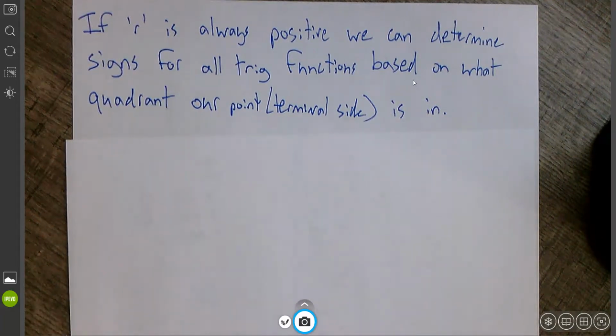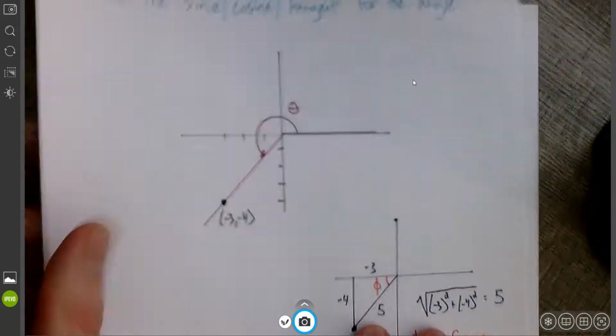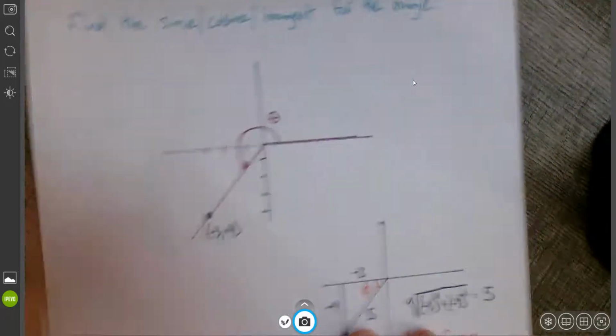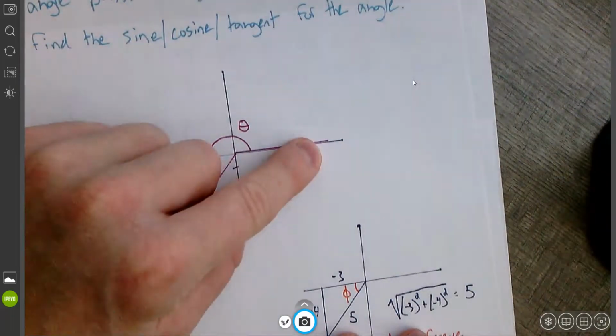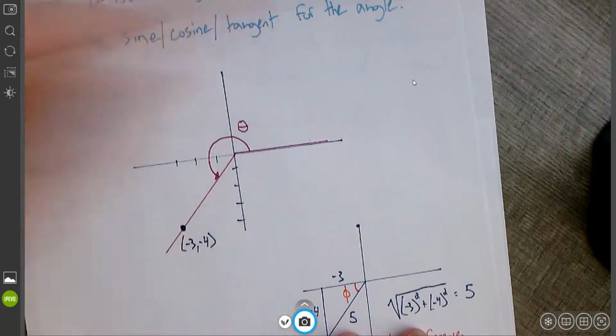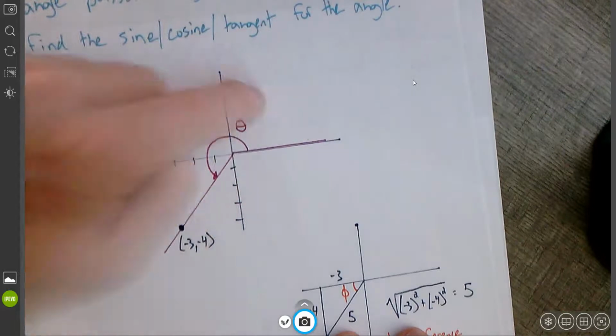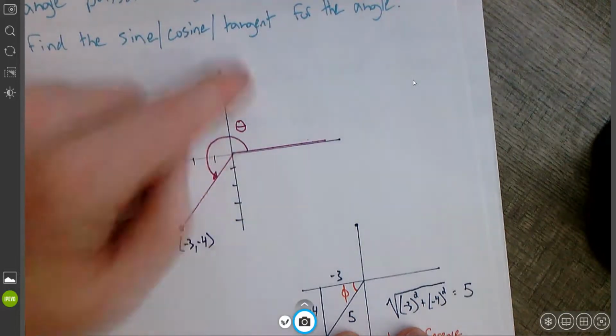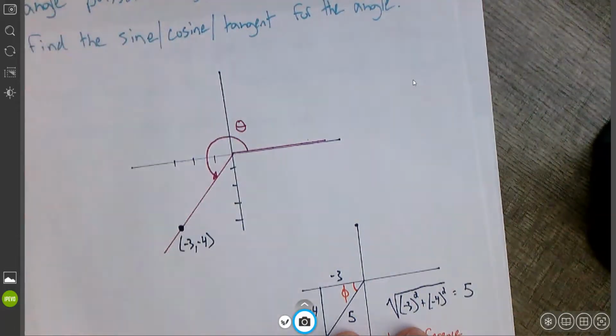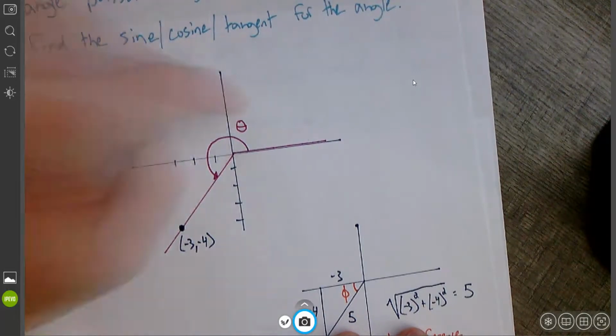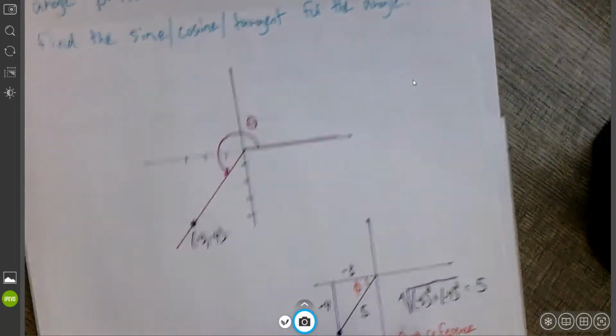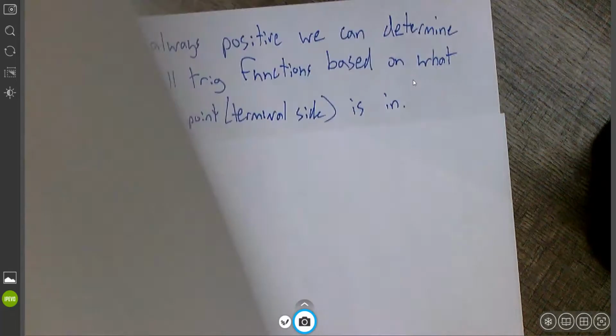Any triangle I draw in this first quadrant is going to go over to the right, positive, and up, positive. With the Pythagorean Theorem positive, everything's going to be positive. Sine would be a positive over a positive, cosine a positive over a positive, tangent a positive over a positive. So for any triangle drawn in this first quadrant, everything is going to be positive.